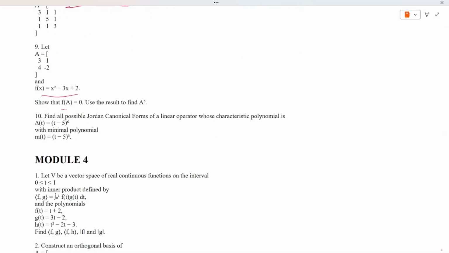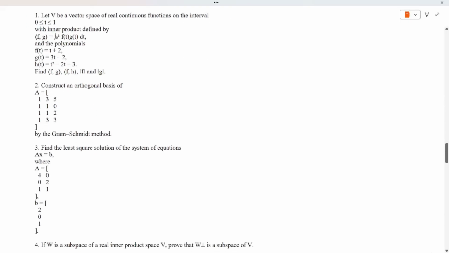When you substitute the matrix value into f of A, you should show that it equals 0. And the Jordan canonical form of a polynomial with minimal polynomial, and they have given it as (t minus 5) whole cube. As I was not able to prepare the answers in a PDF, I am just displaying the questions. Please try to study all these questions.